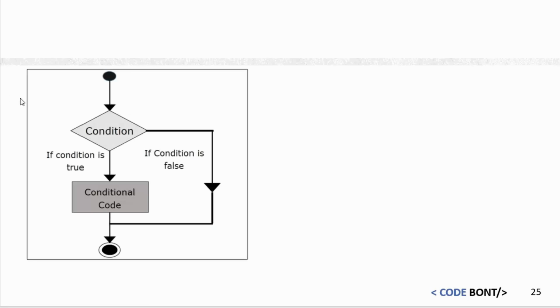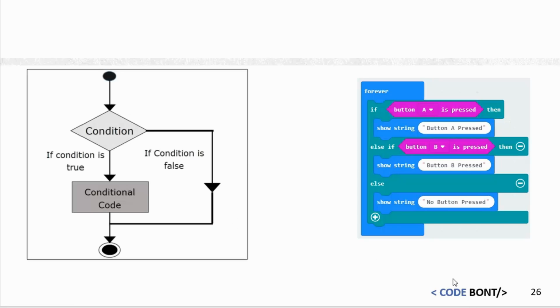So if we were going to plot this on a flowchart, you can see we've got a condition in the center here, which is the diamond, and if the condition is true, then it's going to run this bit of code. Otherwise, if it's false, well, in this example, it skips that code entirely and then continues on with the program. So to give you another representation, here is an example with a microbit editor.